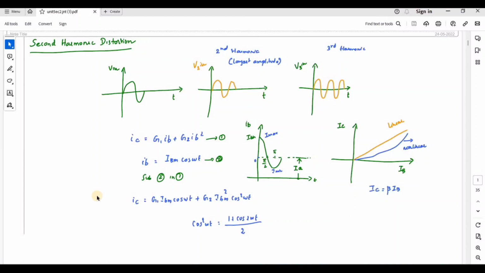In this video, we are going to discuss second harmonic distortion. For a nonlinear region of operation, which is described by the parabolic equation, the output waveform differs from the input waveform. Hence, this distortion is called nonlinear or amplitude distortion.